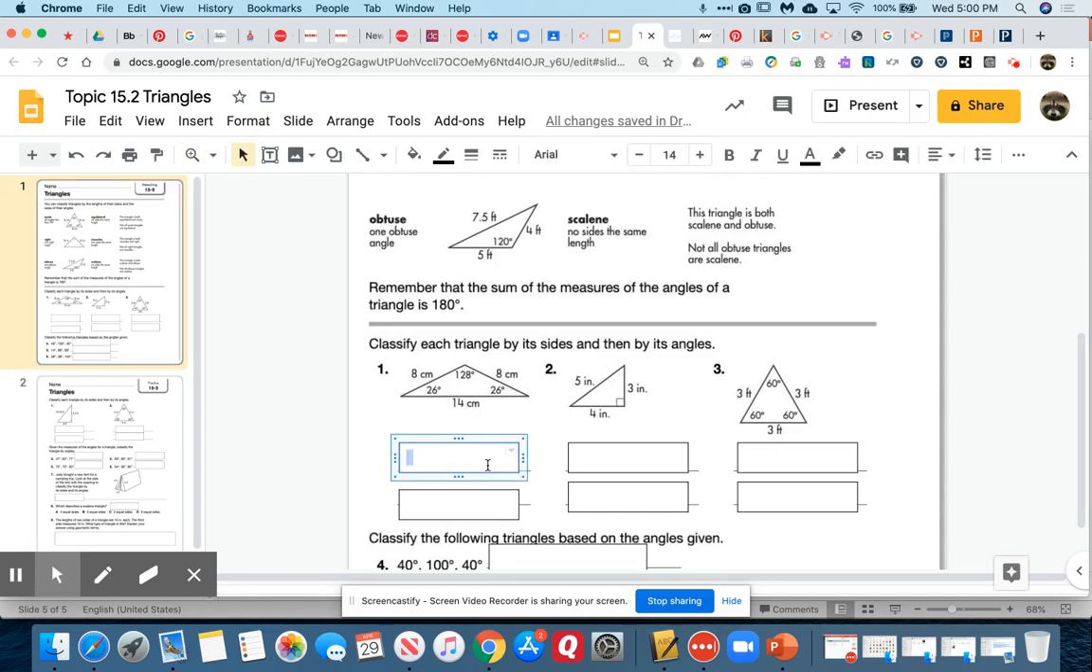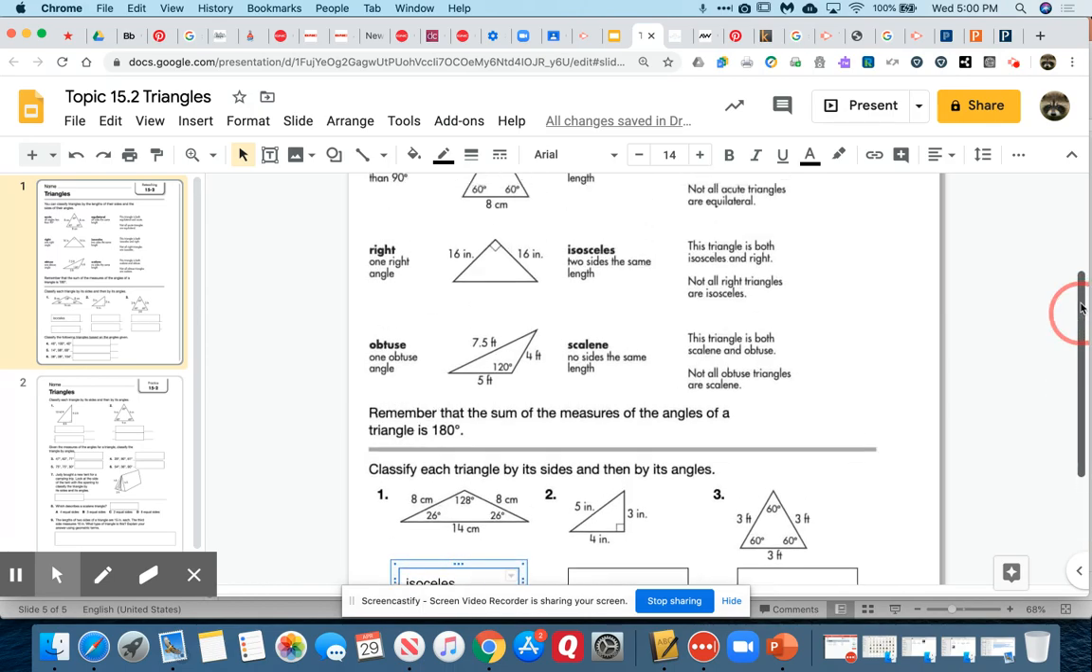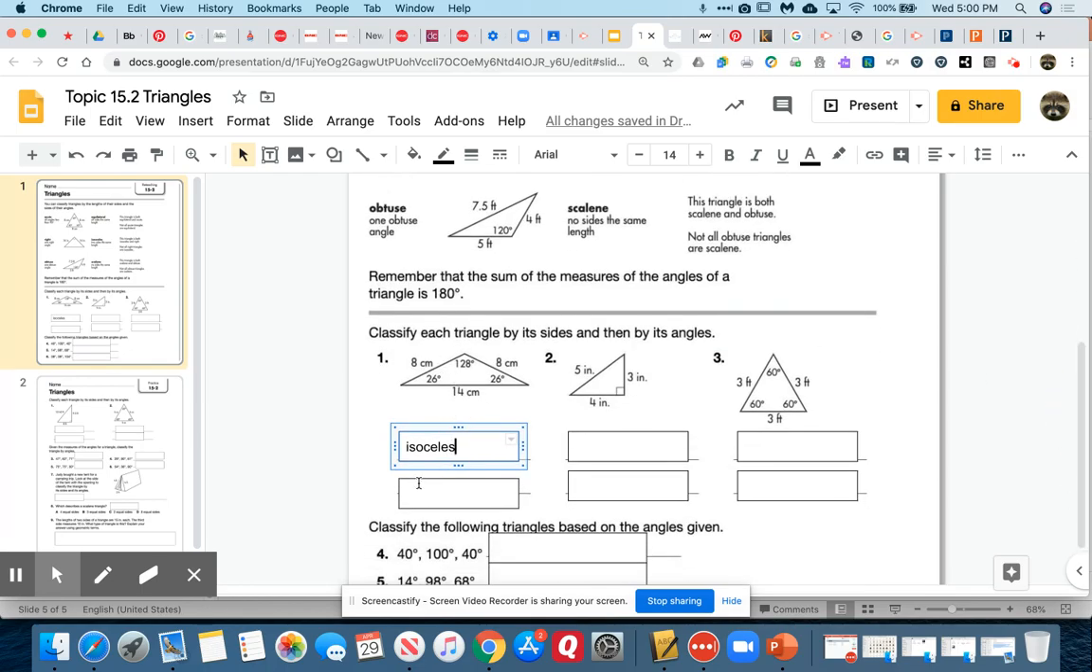Okay, so that is an isosceles triangle. Now let's look at the angles. We have two angles that are 26 degrees and one that's 128 degrees. We have one angle that's greater than 90, so it's obtuse. So that triangle is isosceles and it is obtuse. Oops, and let's make sure we spell it correctly.